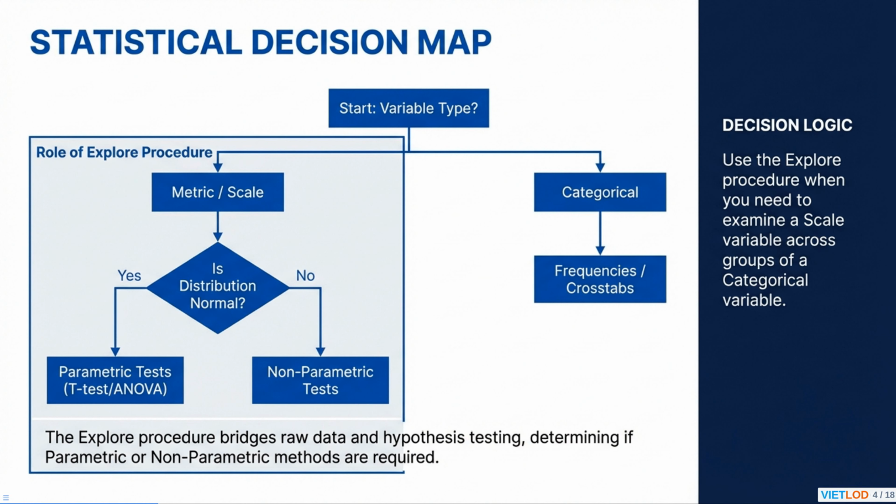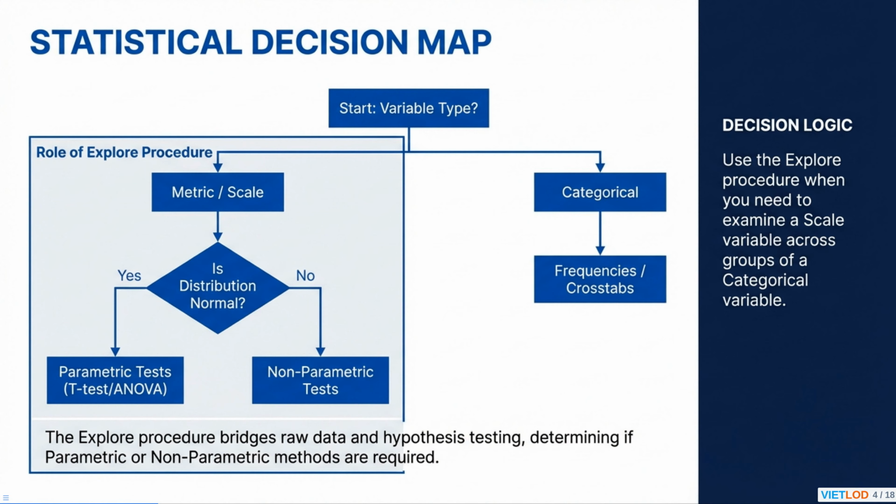This slide presents our statistical decision map, a guiding flowchart for selecting the appropriate analytical method. We begin by identifying our variable type. Is it categorical, like gender, or a metric or scale variable, such as income? For categorical data, the path is straightforward. We typically use frequencies or crosstabs to understand counts and proportions within our groups.